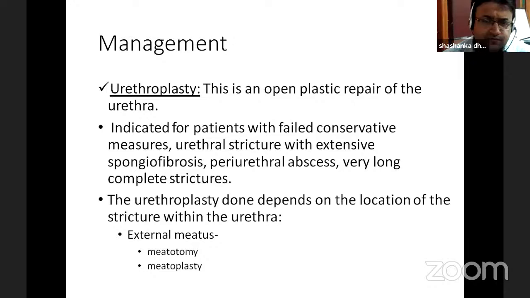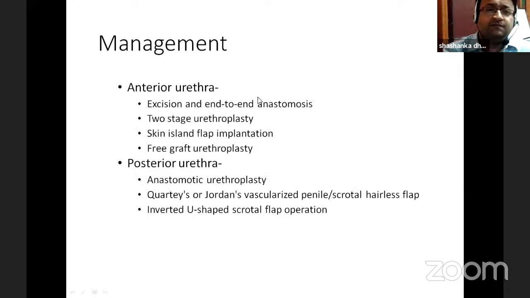It is done depending on the location of the stricture. At the meatus, a meatotomy or a meatoplasty. For the anterior urethra, sometimes an excision, an end-to-end anastomosis may be performed, or a two-stage urethroplasty, or a skin island flap, or a free graft urethroplasty. A free graft urethroplasty usually involves the placement of a graft like a buccal mucosal graft onto the urethra and a plastic repair of that.